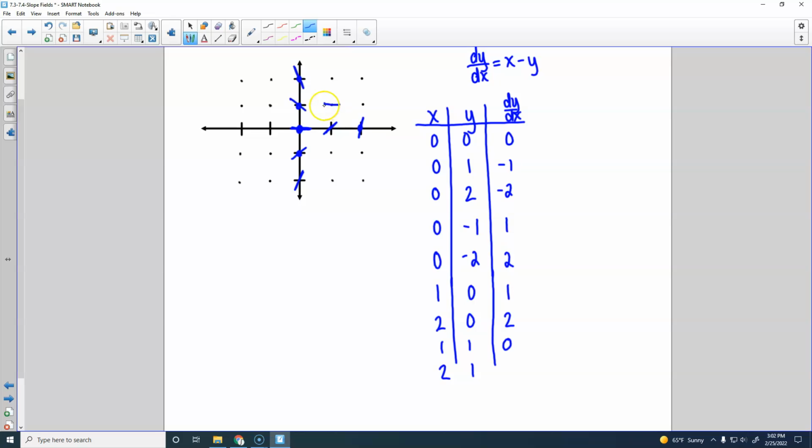2, 1. So 2, 1 would be a slope of 1. If you look at what's happening, the slope here was 0, then 1, then 2. Right here it was negative 1, 0, 1. So if I've got negative 2, this one's going to be negative 1, and then 0. So our diagonals right here are going to have the same slope.